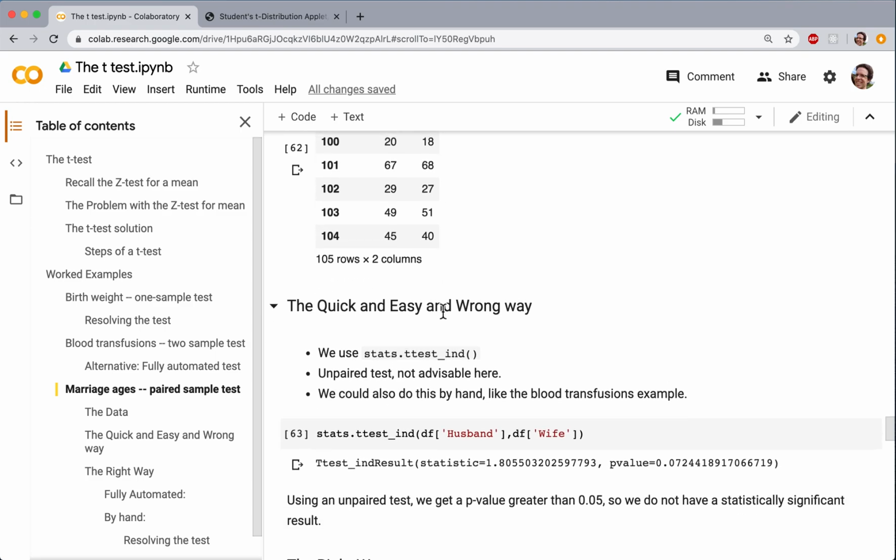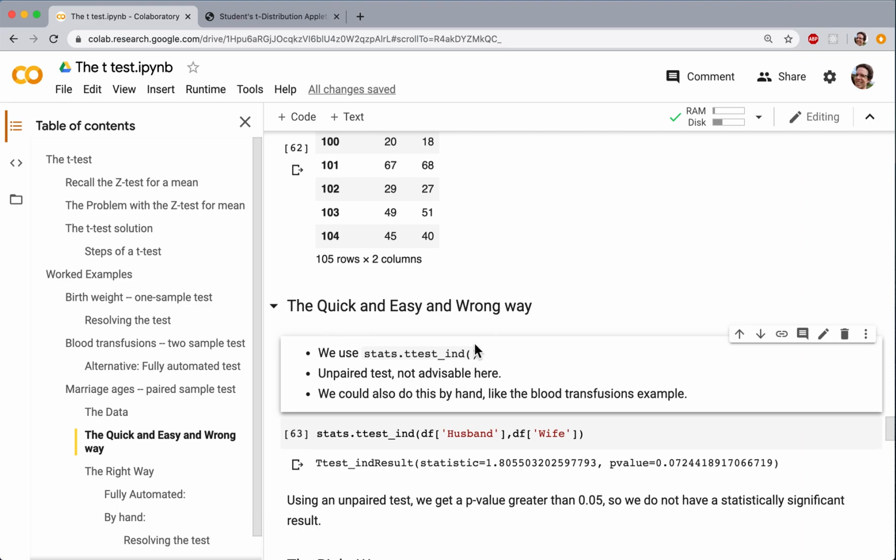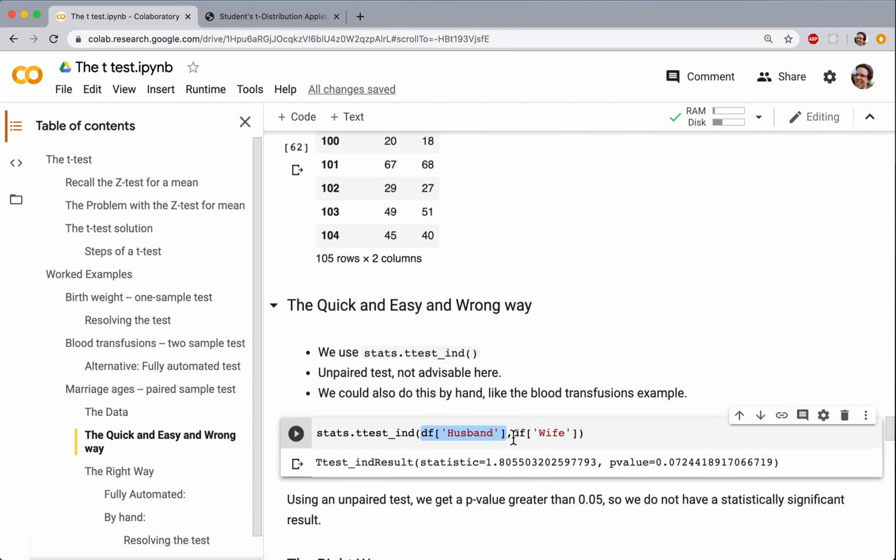So this is a quick and easy and wrong way to solve this problem. We're going to use the same thing that we did for the blood transfusions, the t-test independent. And so here I'm just going to plug in the ages of the husbands as a data series and the ages of the wives as a data series, and then I'm going to get a result. And notice the p-value is 0.07. So this says we do not have a statistically significant result because 0.07 is greater than 0.05. However, this is the wrong way to do this test.